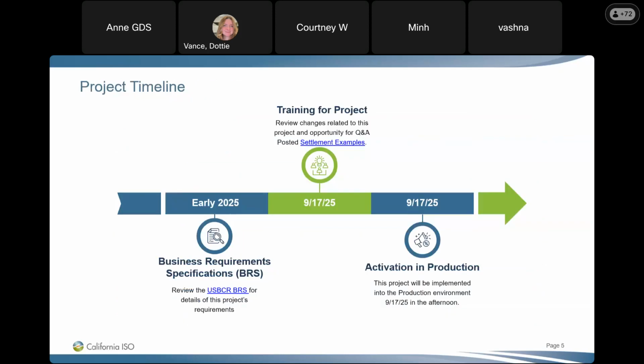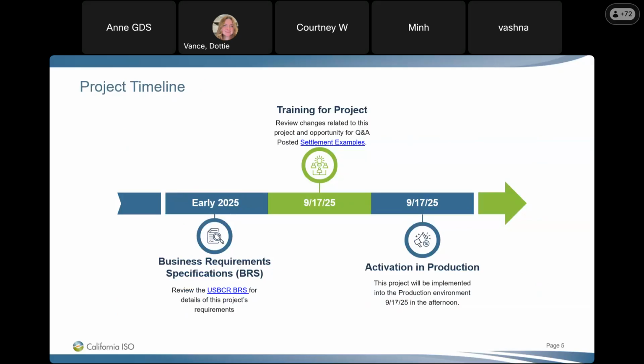Additionally, I wanted to provide a project timeline, just very high level. The first just kind of showing that BRS. So I have linked here in the slides how we have that posted. That's located on the release planning page if you wanted to go through. The content that I'm covering today, I pulled from that BRS, so you'll be able to see it just in a slightly different way.